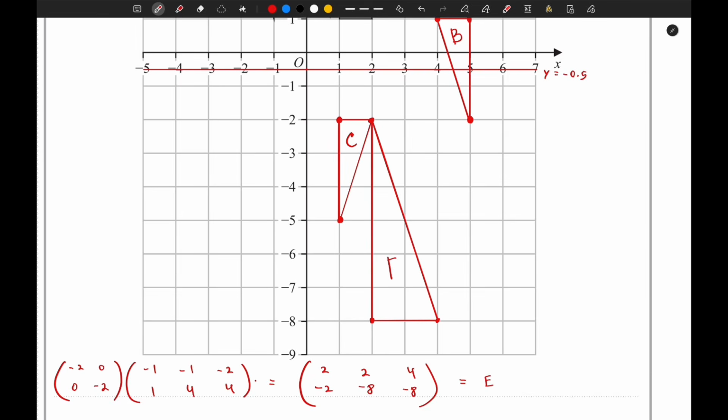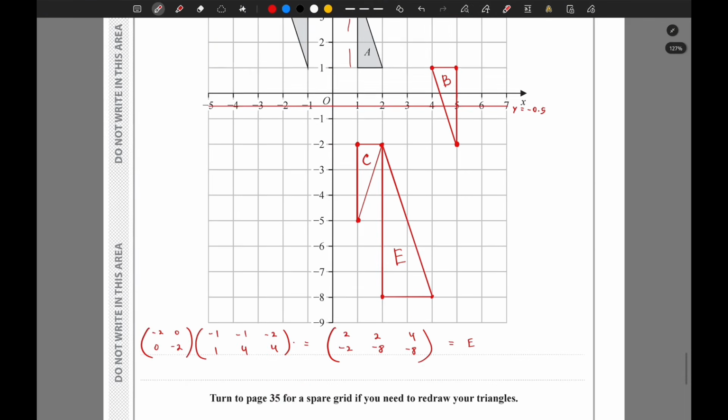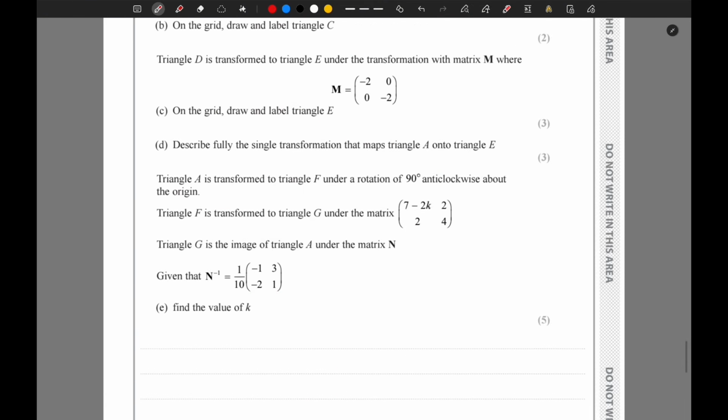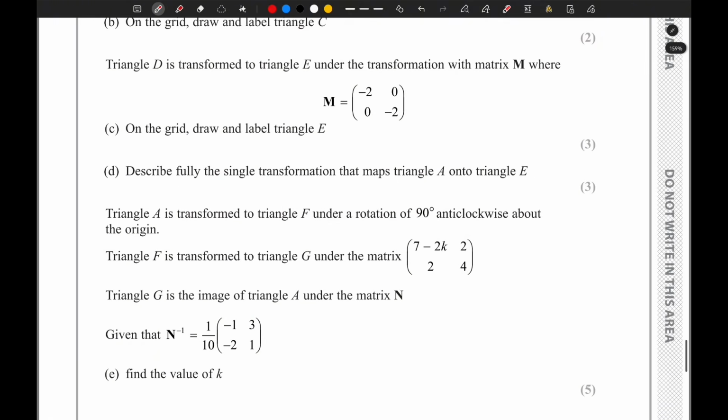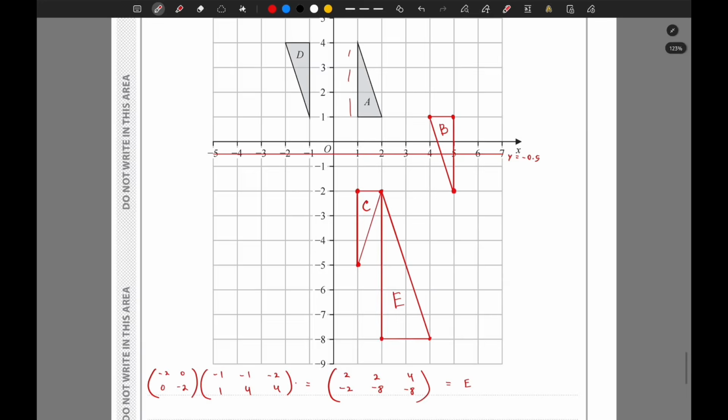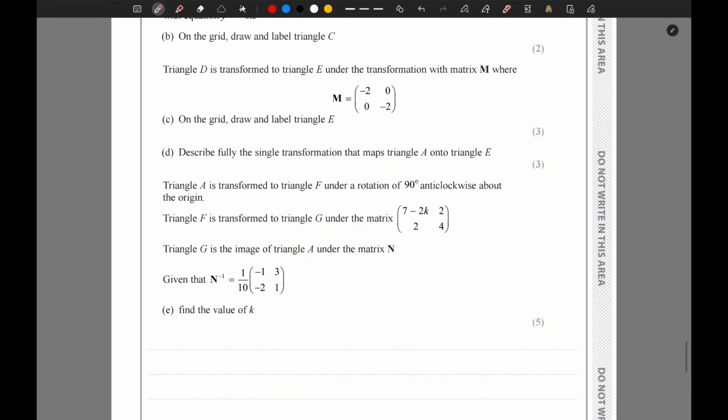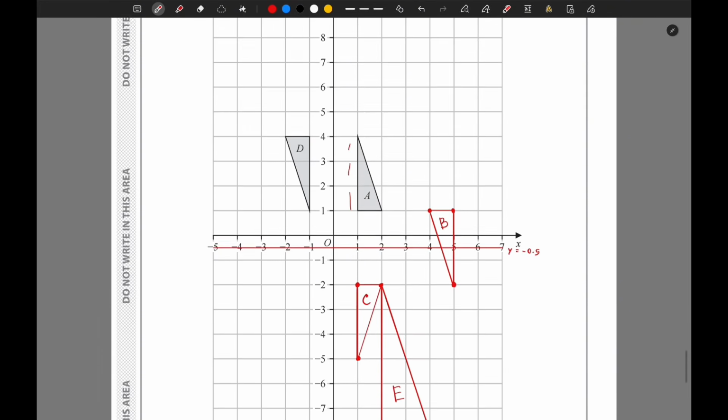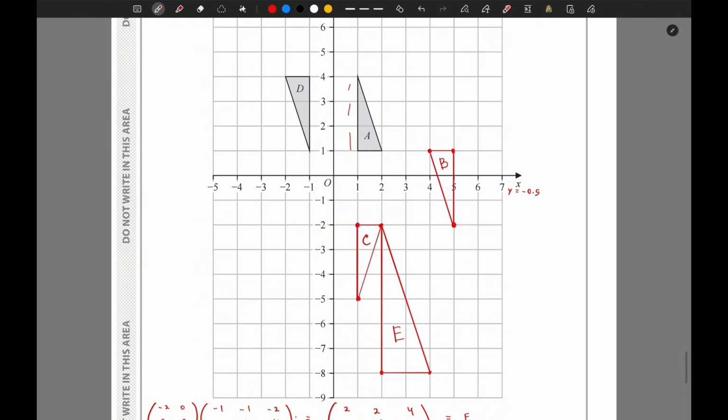This is the triangle E. Now describe fully the single transformation that maps triangle A onto triangle E. So we know that it has been enlarged, so that maps A onto triangle E. So A to E. We clearly know that the triangle has been enlarged.